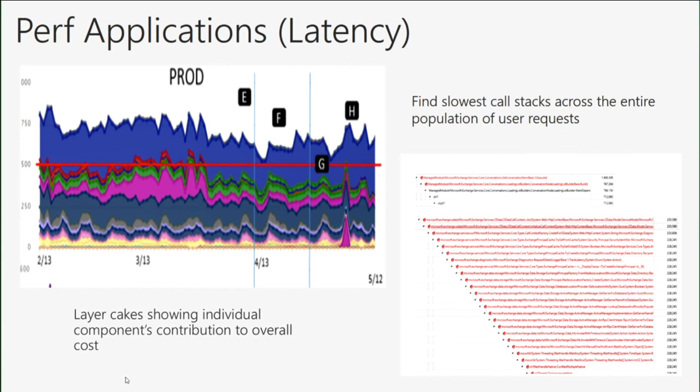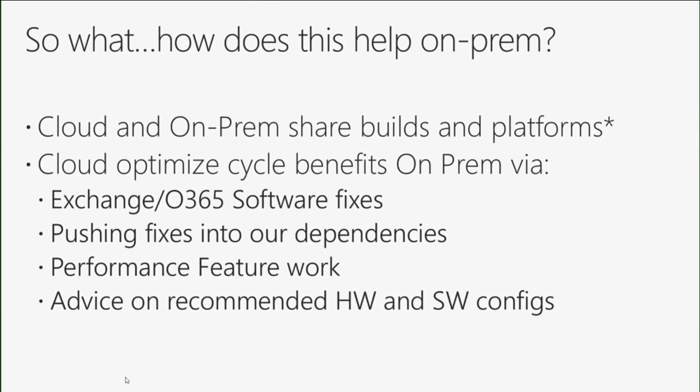And then on the right is, again, like the call stack viewer I showed you on the previous slide, except it's for latency. So this allows a perf brigade set of folks to go and say, okay, I'm going to find the slowest calls in production, like the 99th percentile, what is the slowest, and start pushing those down. Okay, so you're probably saying, so what? That sounds neat, but how does it help me on-prem?